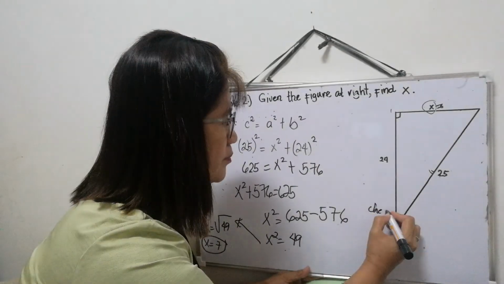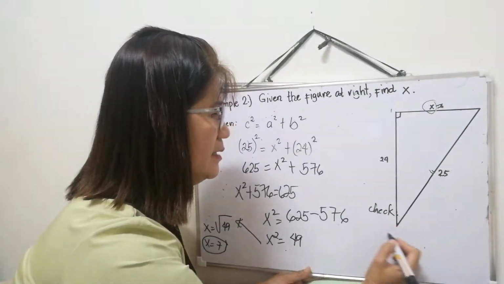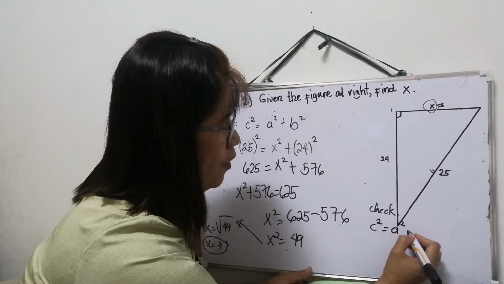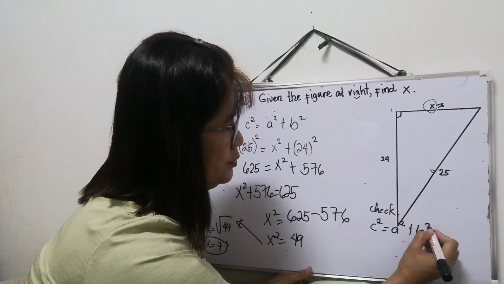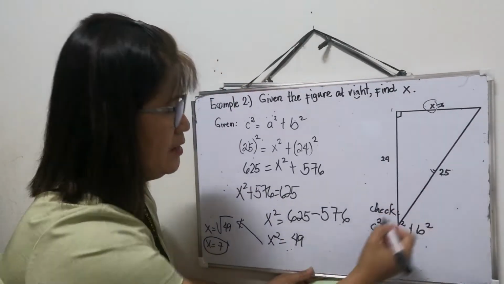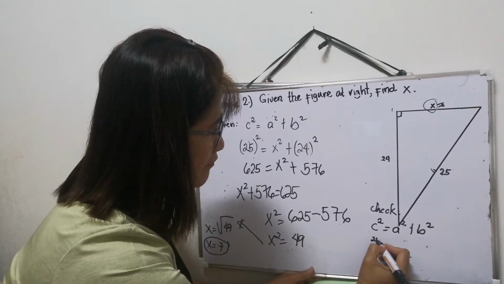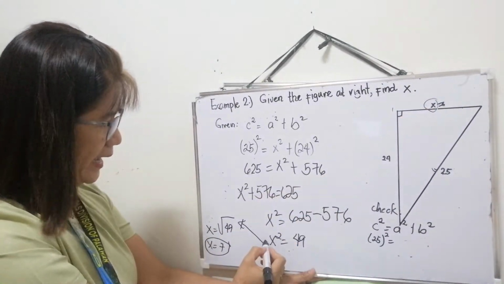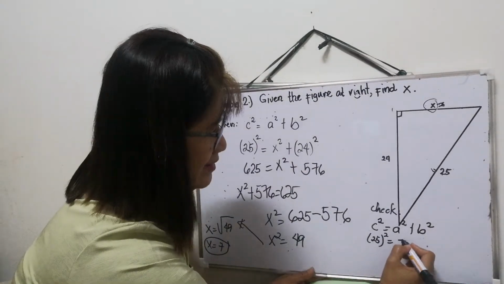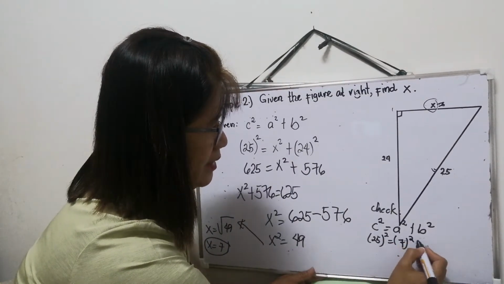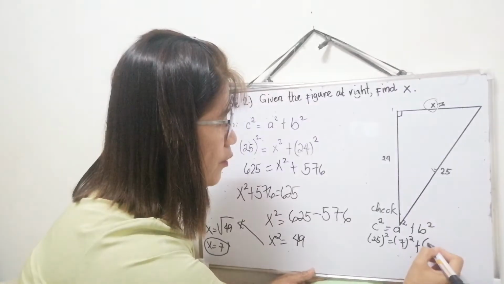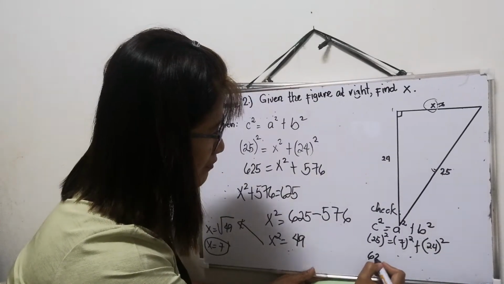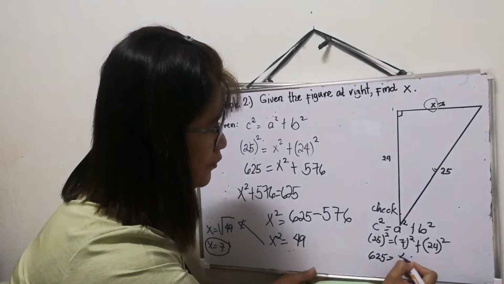Let's check. Diba sabi natin, the square of C is equal to the sum of the squares of two legs. What is our C? 25. So, 25 squared. Ano yung nakuha nating value ng A or X? 7. So, 7 squared. How about yung B? 24 squared. So, this is 625. This is 49.